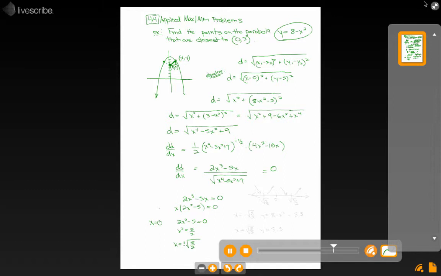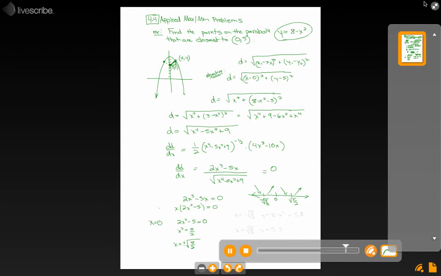If you look at those values to see which are max and which are min: 0, square root of 5 over 2, negative square root of 5 over 2, you'll find that you have a maximum at 0 and a minimum at plus or minus root 5 over 2. So you do have two min points that are as close as possible to the point 0, 5, but the one at 0, 8 is actually a local maximum. So I won't bother finding that, since we're asked to find the closest ones.